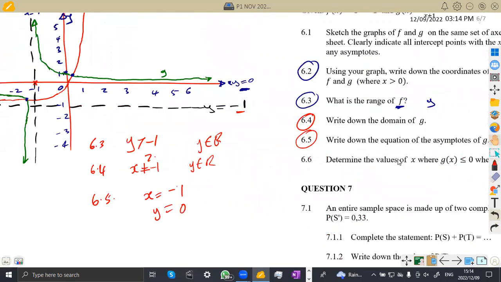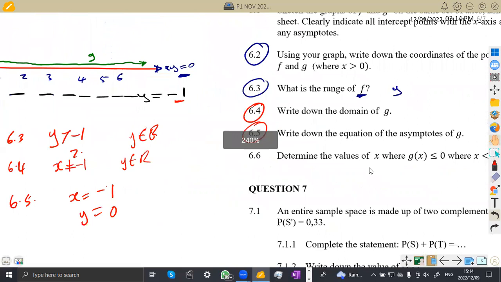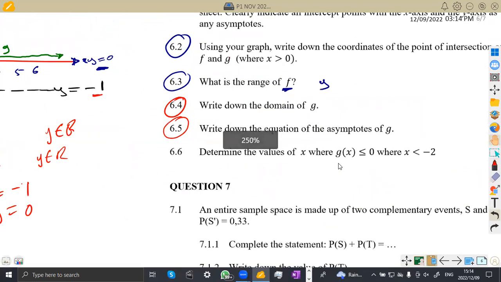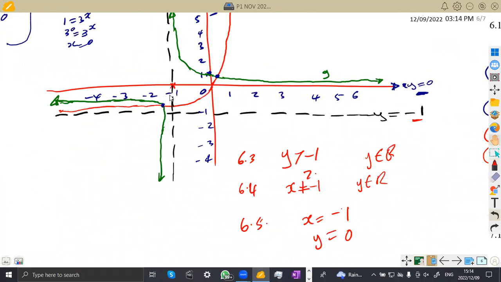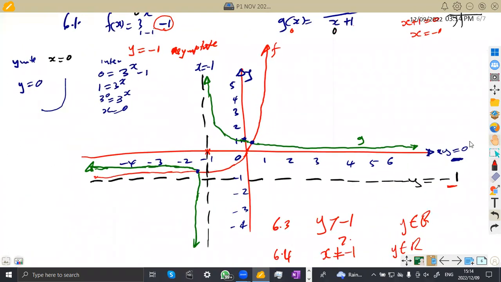On 6.6, determine the values of x for which g(x) is less than or equal to 0, where x is less than -2. So x is supposed to be less than -2 at a certain point here. And remember, this is our g here, the one in green. So where is g less than 0? On this side here, and this side is where we have x being less than -2.